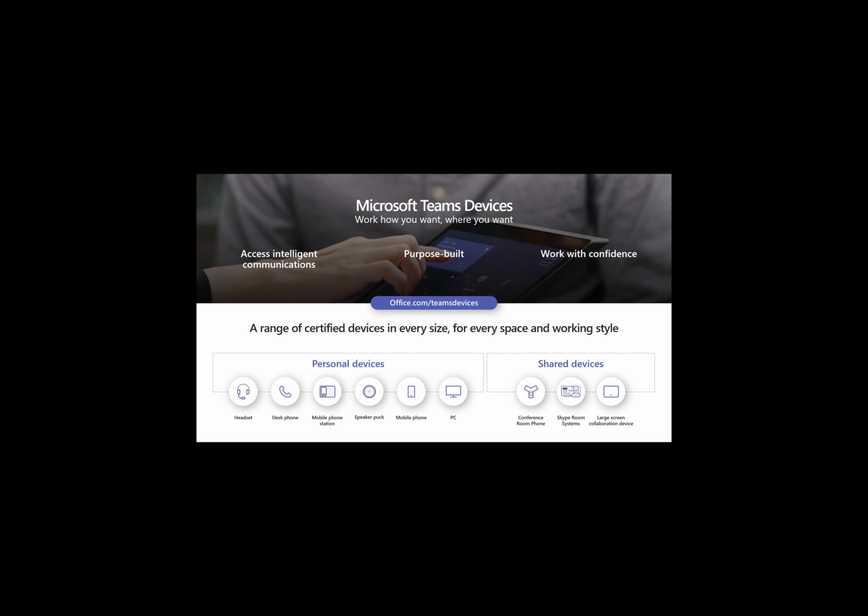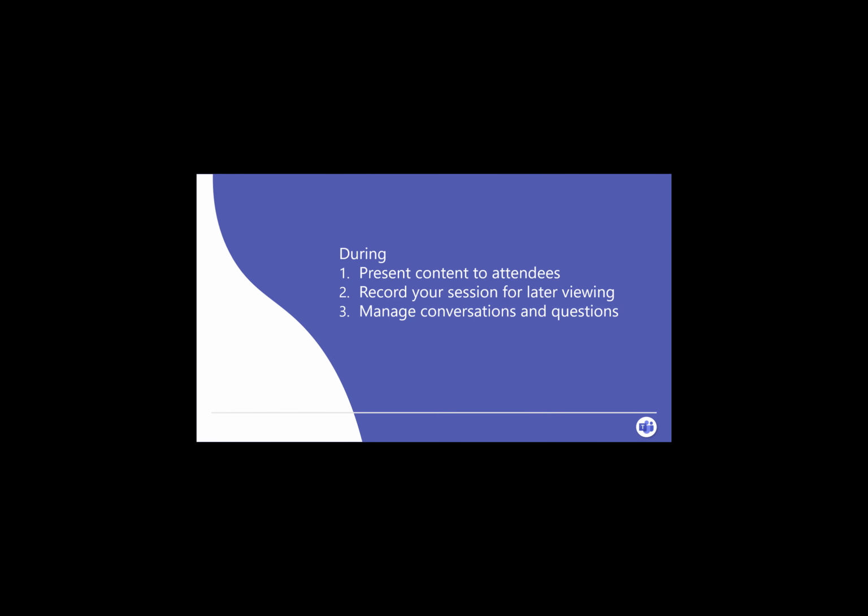Now that we've set up the class itself and we have our online class meeting scheduled, what do we do during the actual lesson? This is where we're going to go through 3 parts: present content to attendees, record the session for later viewing, and then managing conversations and questions.